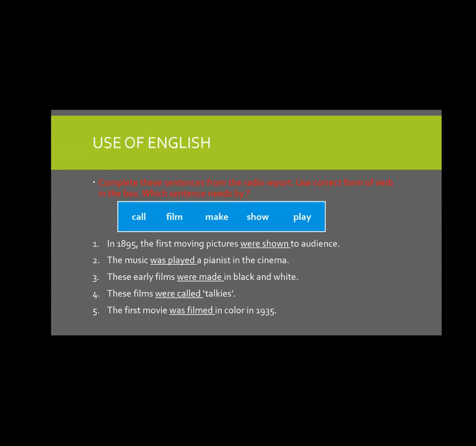These films dash talkies. These films were called talkies. The first movie dash in color in 1935. The first movie was filmed in color in 1935. So these are the answers. Please note them down in your books with the help of your lead pencils.